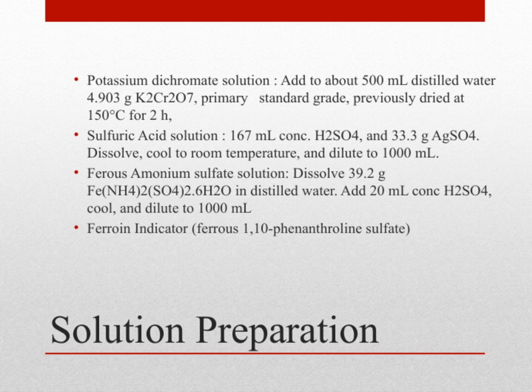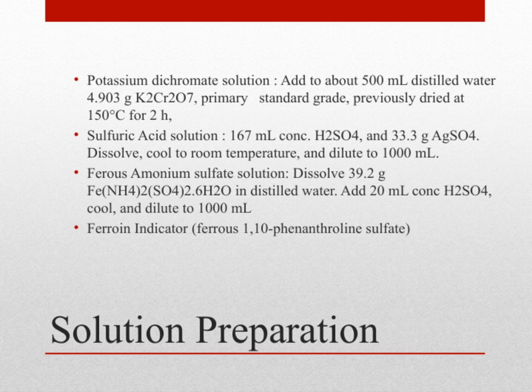Next, we prepare the sulfuric acid solution. We take 167 ml of concentrated sulfuric acid and add 33.3 grams of silver sulfate. After dissolving these, we cool the mixture to room temperature and then dilute it to a final volume of 1,000 ml.